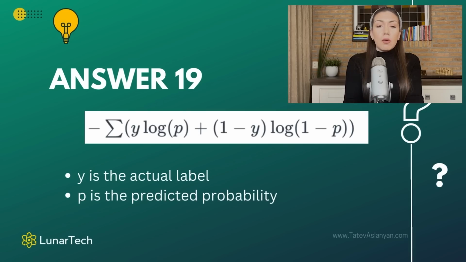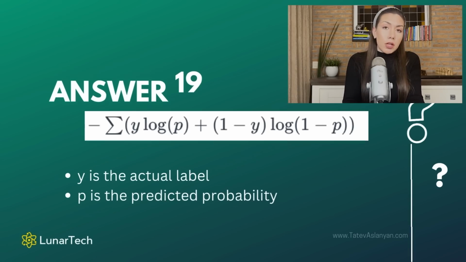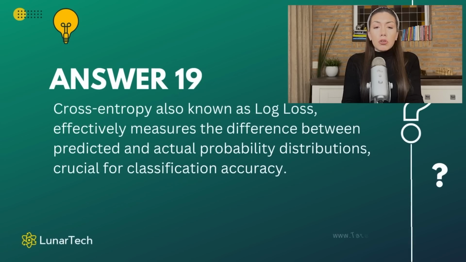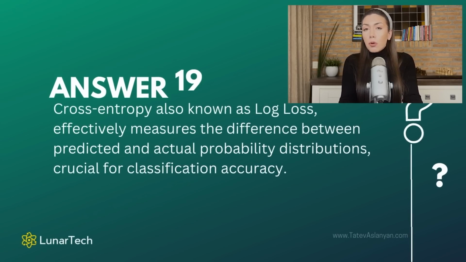And in this case, what this showcases is that we will end up getting a value that tells how well the model is performing in terms of classification. So the cross entropy will tell us whether the model is doing a good job in terms of classifying the observation to a certain class.